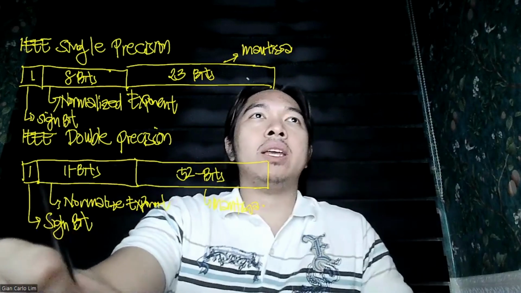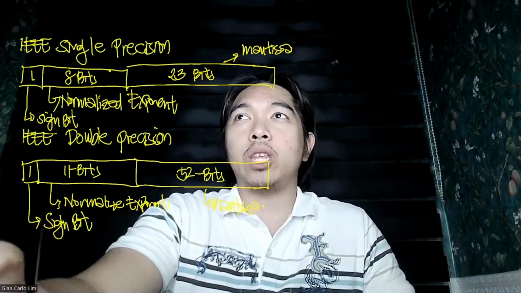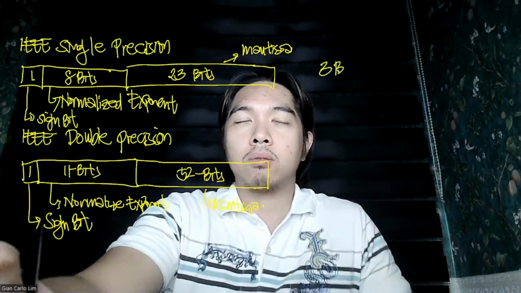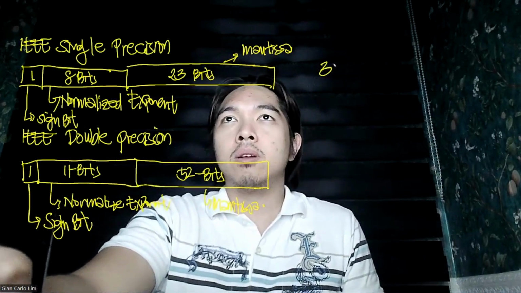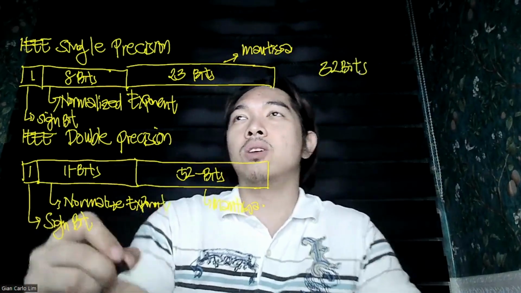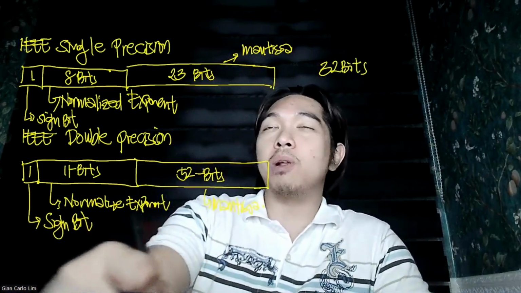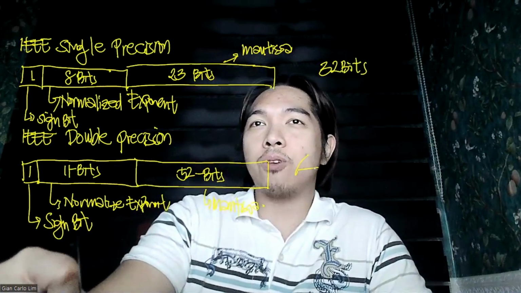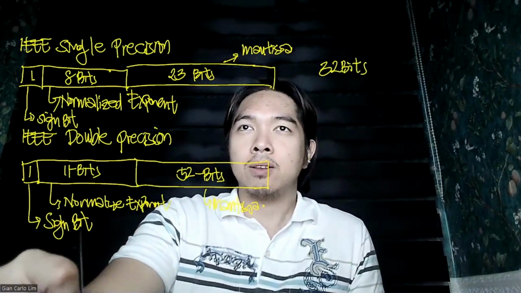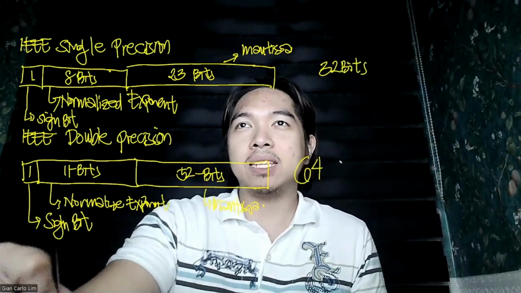So, all in all, IEEE single precision is 32 bits. Whereas in IEEE double precision, yan ay 64 bits. Kumbaga, dumoble yung capacity niya.